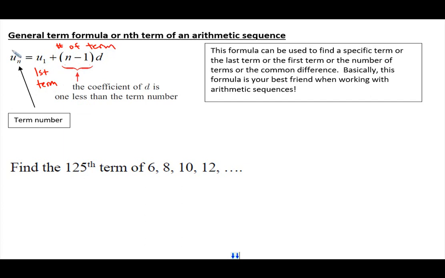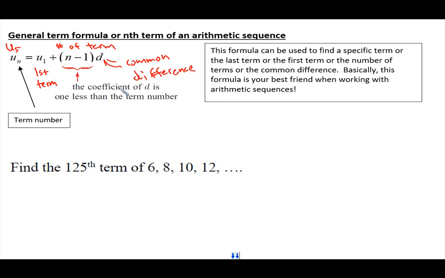For example, let's say I'm trying to find the 5th term, so that would be u sub 5. So n would be 5, okay? D, the common difference, right? We talked about that right now, the common difference. Okay.